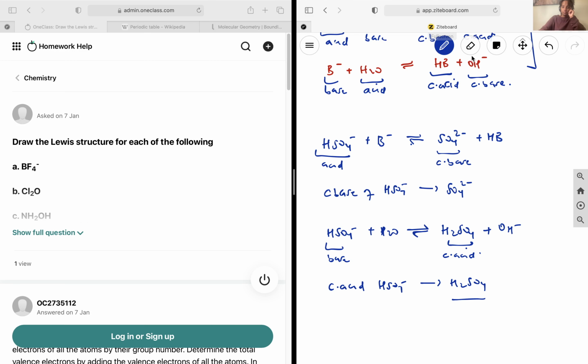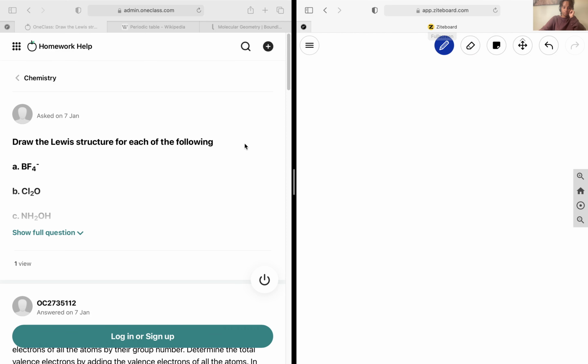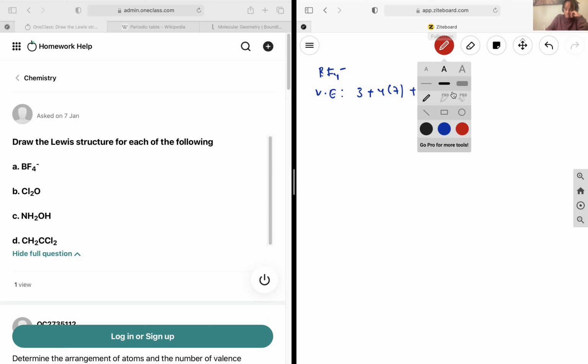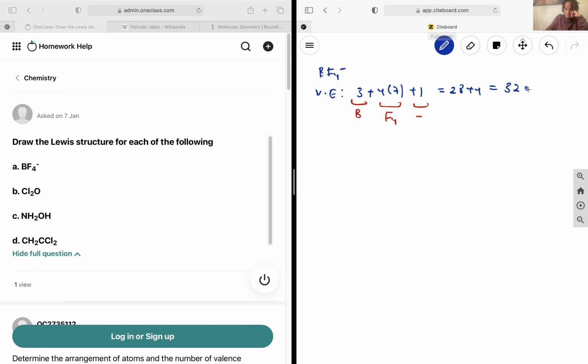Okay, next up, we're looking for the Lewis structure for the following. And so we have BF4 minus is our first one. As usual, we're going to count the valence electrons. We will have 3 from the boron, plus 4 by 7 from the fluorines, plus 1 because of the 1 minus charge, and that's just going to give us 28 plus 4, so 32 electrons to take care of.